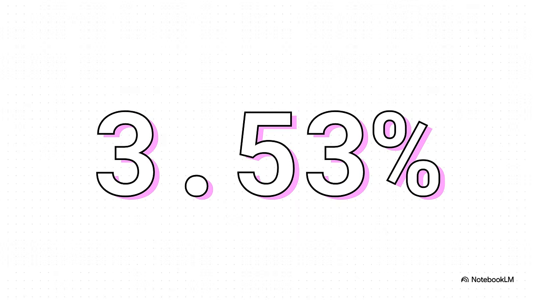And here's the bottom line, the number that really matters to an investor. Once you account for those taxes on the coupons, your take-home yield takes a serious dive. It drops from that 4.76% all the way down to 3.53%. This is your true return.